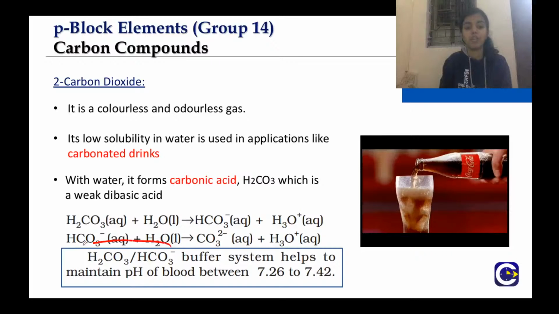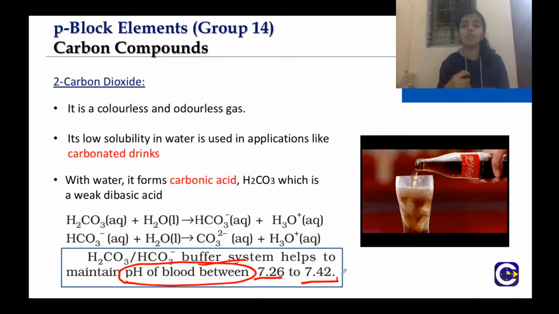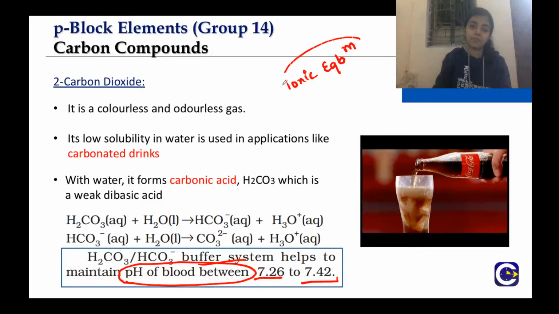Now H2CO3 or bicarbonate, you will learn in your bio class in detail, helps as a buffer system to maintain the pH of the blood between 7.26 to 7.42. Now, what is a buffer and how does a buffer act? What is common ion effect? That you will learn in your ionic equilibrium chapter. I'll just give you an idea of what a buffer is.